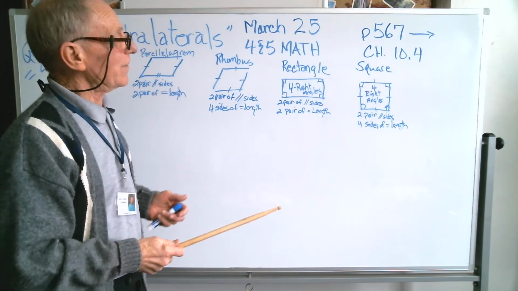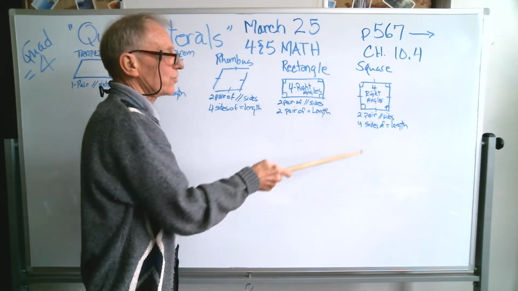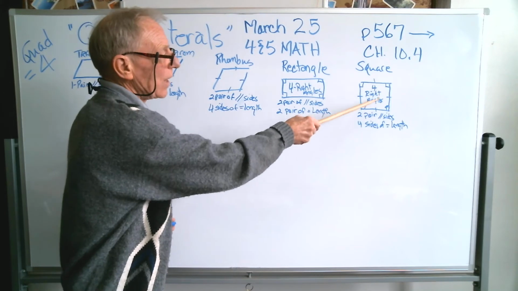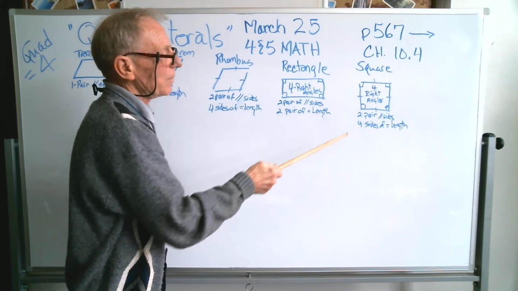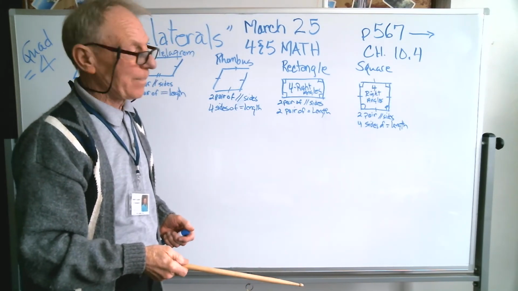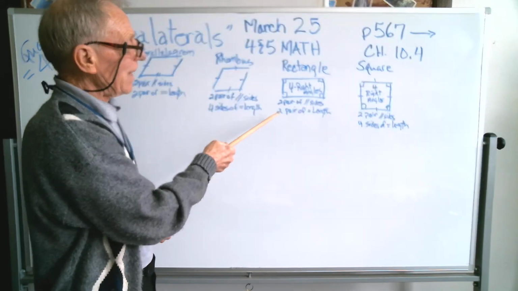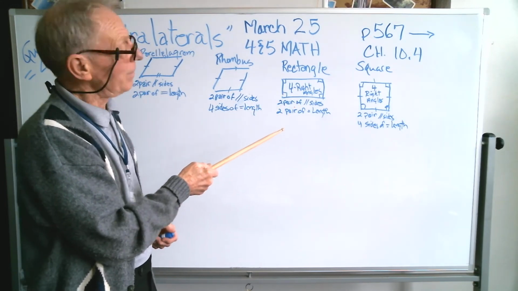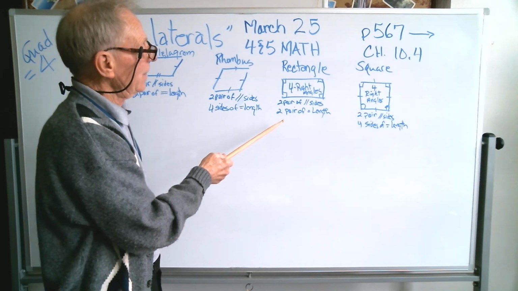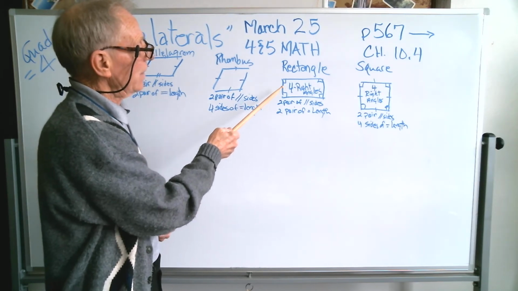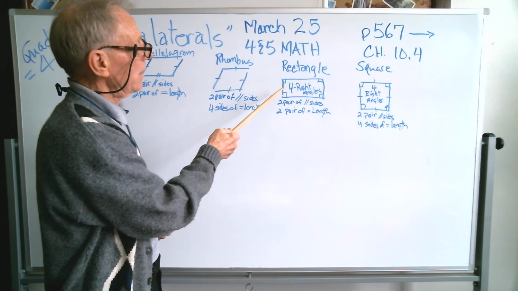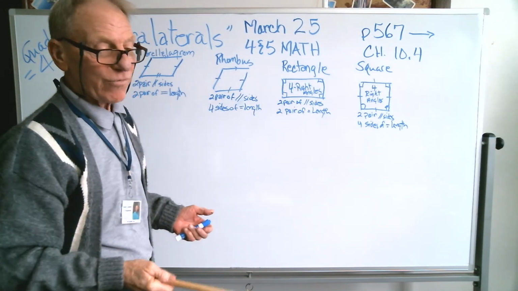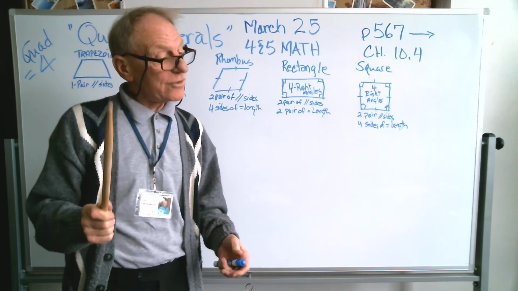So, if we had to define these, a square is also a parallelogram. It's a quadrilateral, it's a square, it's a parallelogram. A rectangle is also a parallelogram, and it's a quadrilateral because it has 4 sides. So all of these shapes have 4 sides. If it has 5 sides, it's not a quadrilateral.